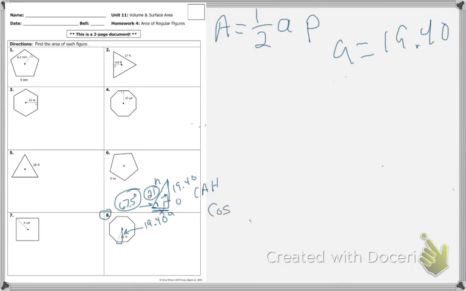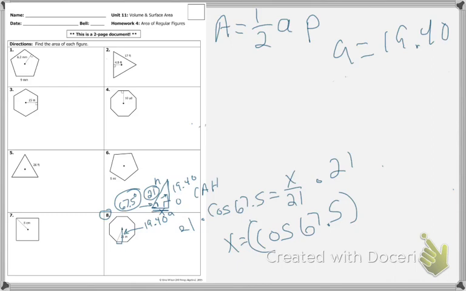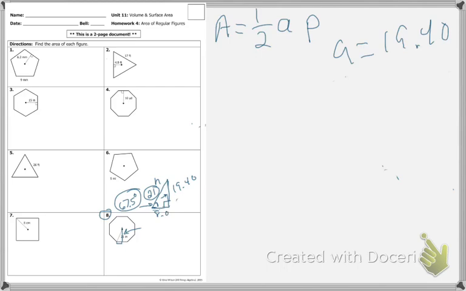So we end up being cosine 67.5 is equal to the adjacent over hypotenuse. Times 21, times 21, x is equal to cosine 67.5 times 21, and that gives me 8.04. So now we know this is 8.04. That means this little piece is 8.04. That means the whole piece is actually 16.08.